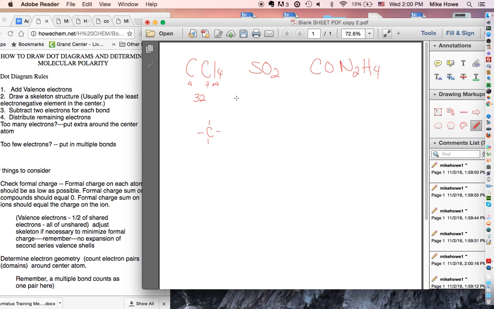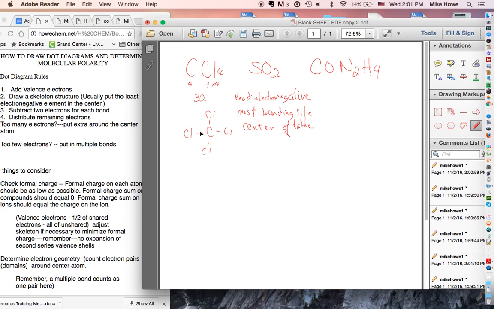So there are 3 things that I gave you in class: least electronegative, most bonding sites, and then of course whatever is closer to the center of the table. Carbon goes in the center based on all 3 of these criteria. So we put the chlorines around the outside of the carbon, carbon in the middle. Now we realize that we have our skeleton structure finished.